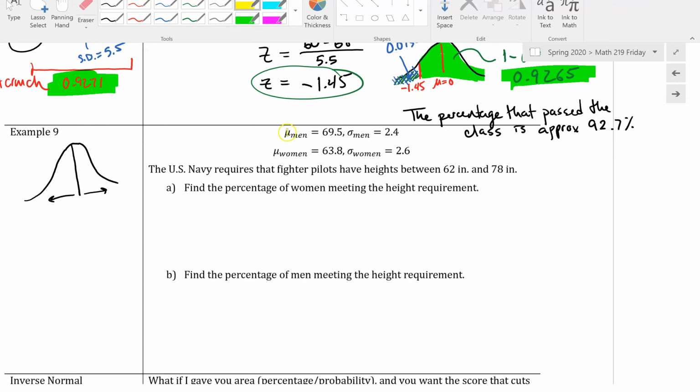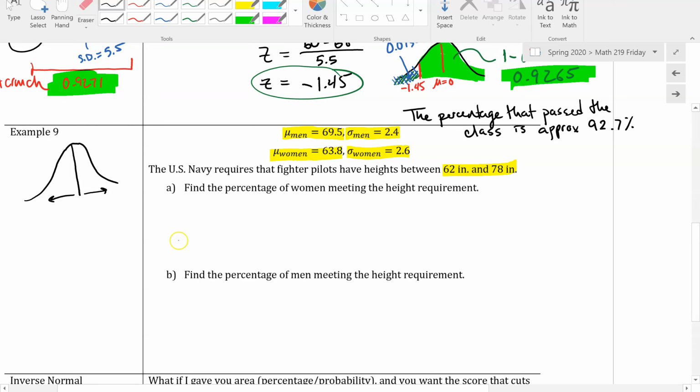So they've given us the mean height for men and the standard deviation of height for men. These must be in inches. They've given me the mean height for women in inches and the standard deviation of that data in inches. And then they say that the U.S. Navy requires that fighter pilots have heights between 62 and 78 inches. They ask us to find the percentage of women that meet that height requirement.